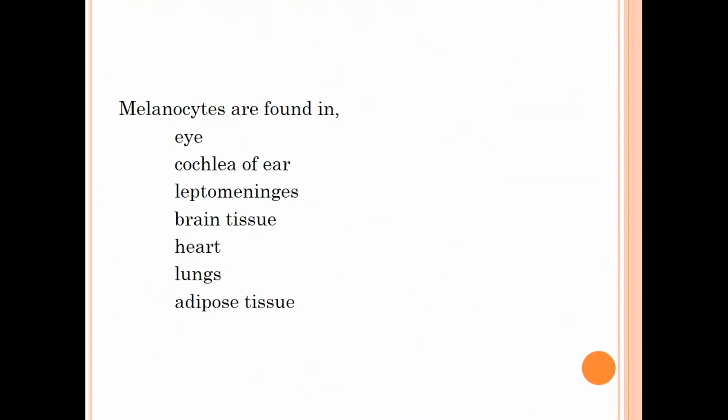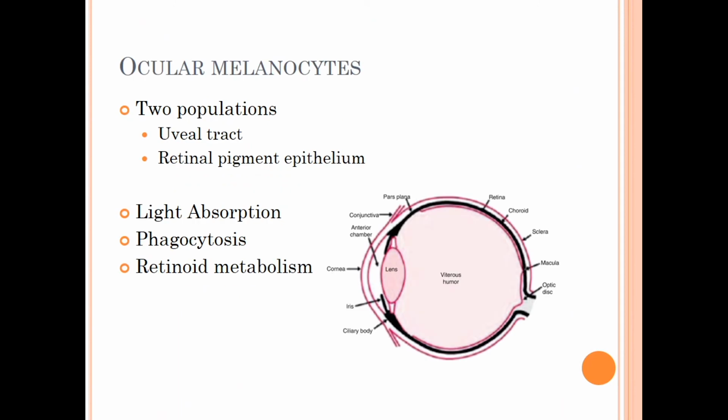These are the already mentioned structures. And moving on, we'll discuss those extracutaneous melanocytes. First, the ocular melanocytes. As I mentioned earlier, there are two populations located in these areas, and they function in absorption of light that comes through the retina, and it will stop the bouncing effect of the photons and overstimulation of the rods and cones.